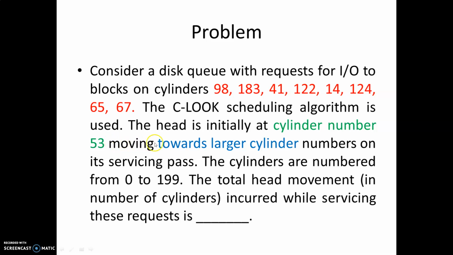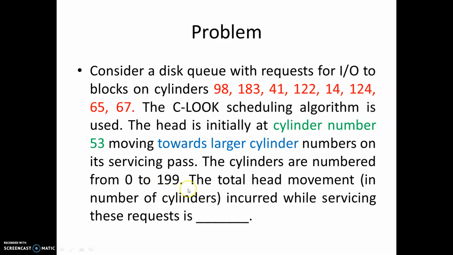Another parameter to note down is whether the larger cylinder numbers or the smaller cylinder numbers are given to us. It will be given in the question that it is going to move toward the larger cylinder side. It means that whenever we start our journey, we will be moving toward the larger numbers only. The next point mentioned is that the cylinders are numbered from 0 to 199, so on the number line we label the points from 0 to 199.